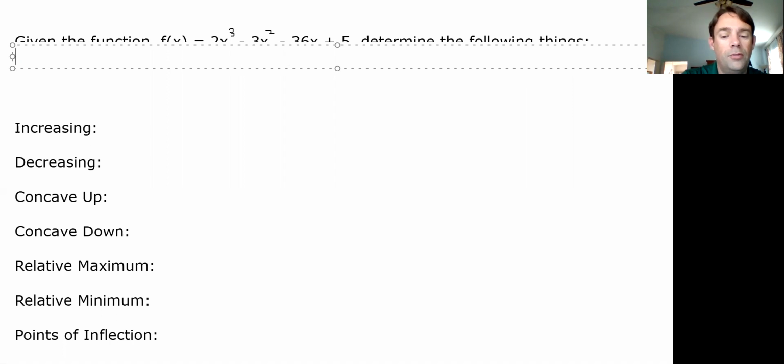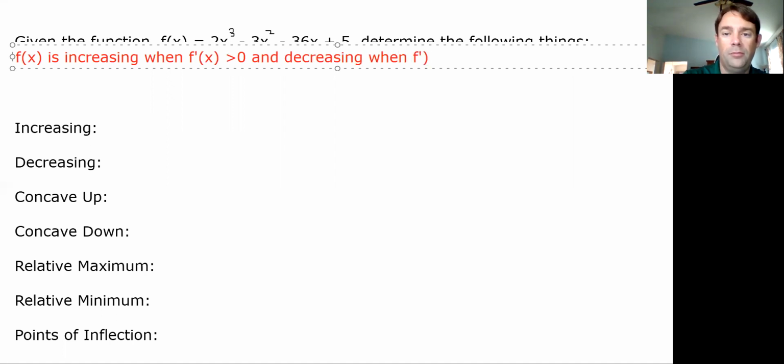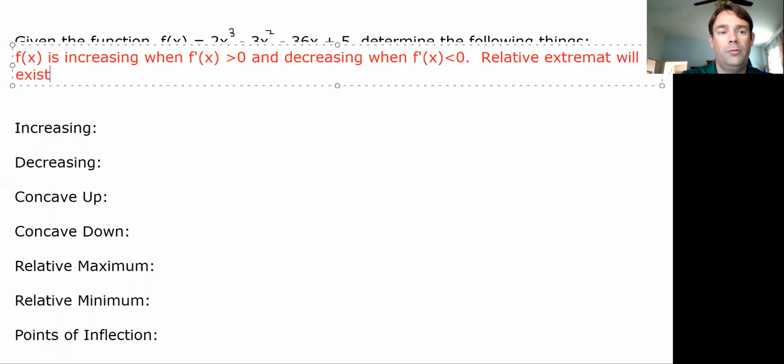F of x is increasing when f prime of x is greater than 0, and decreasing when f prime of x is less than 0. Furthermore, relative extrema will exist when f prime of x changes signs.